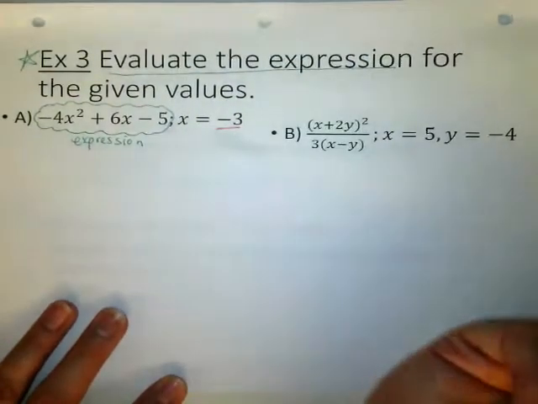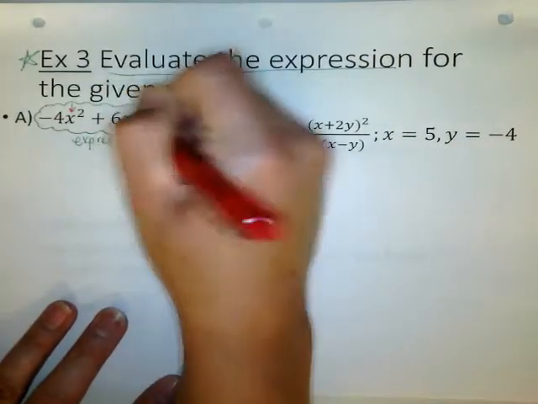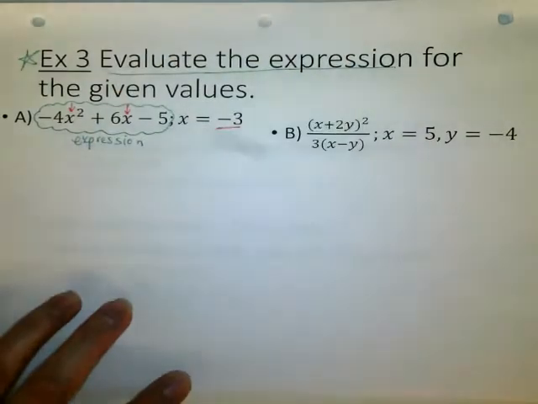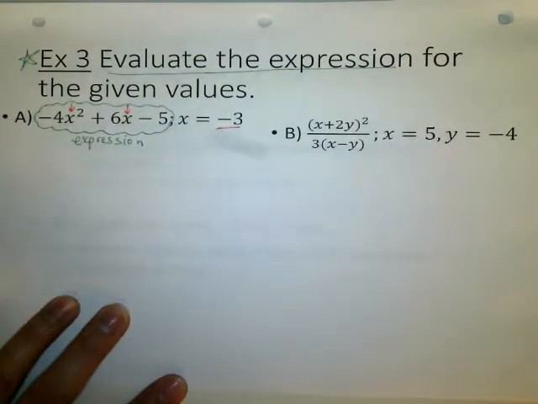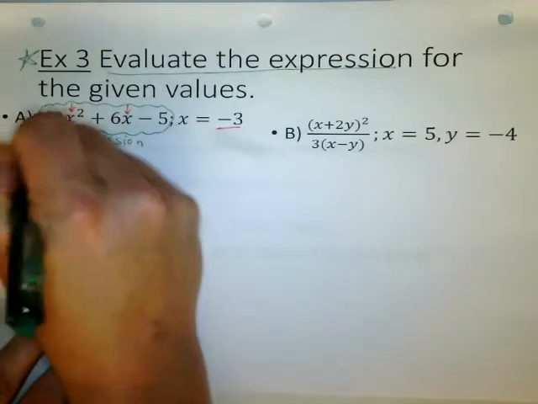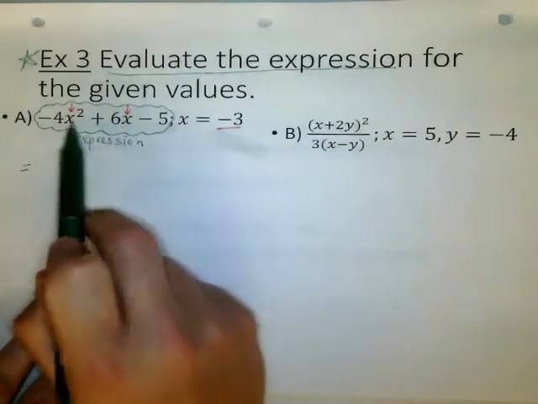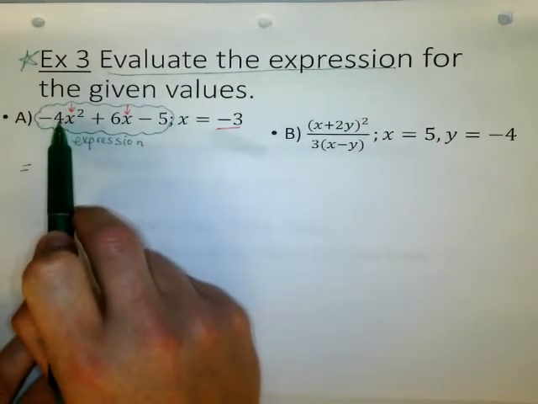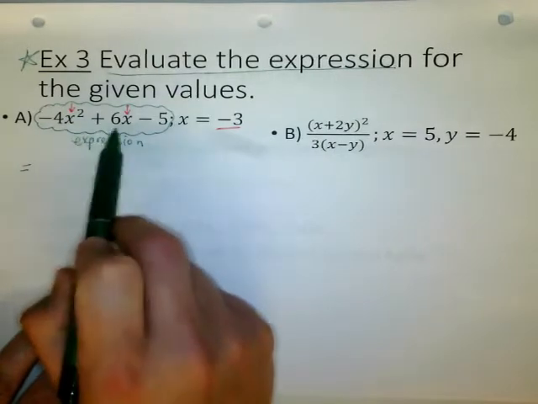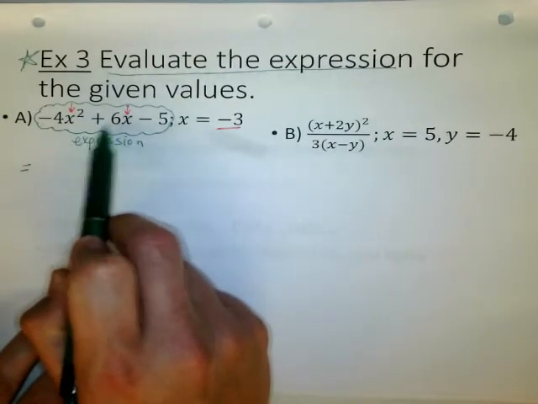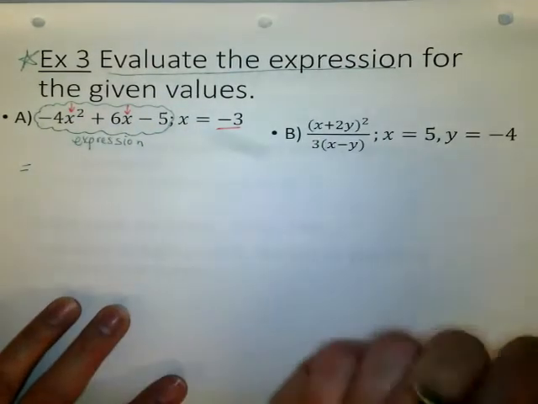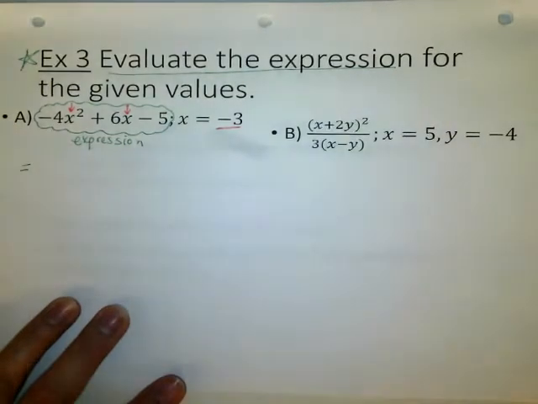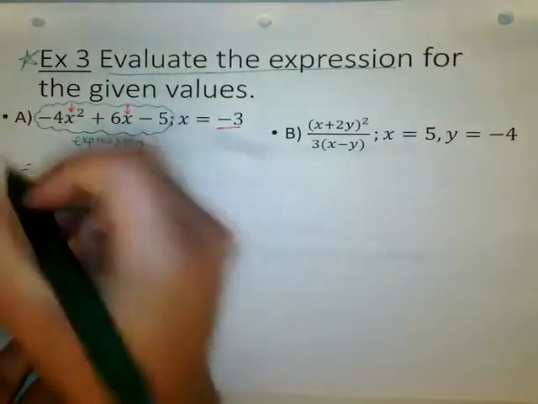X is the same as a -3. So wherever we have an x, I am going to replace it. I am going to substitute it with a -3. Now, whenever you have an x, and if there's a number in front, a coefficient in front, or like a negative in front, then I highly recommend that you use parentheses whenever you're substituting. If you use parentheses, you'll always do it right.